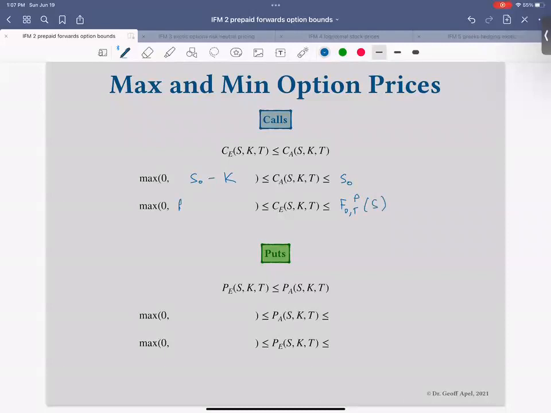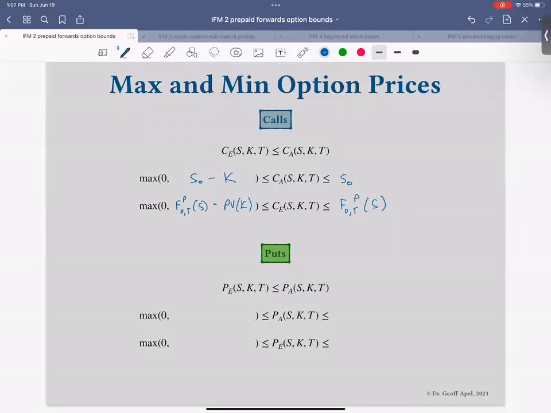And this would be the prepaid forward on the stock minus, well, the present value of the prepaid forward on K, but the present value of K, I think, is kind of what they like to say better. So present value of K. And actually those are the bounds. And so it works out pretty good.